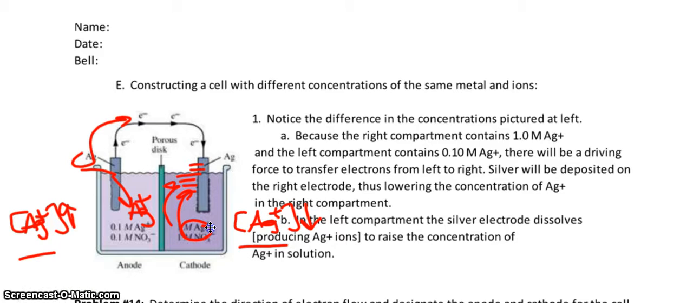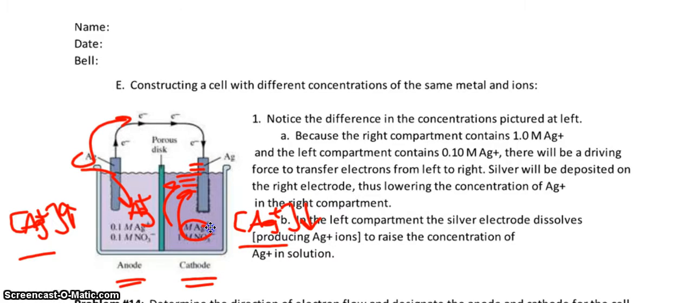Okay, so how is that going to happen? What's going on on the left-hand side to increase the silver ions? The silver metal is being oxidized, and so this is my anode. And over on the right-hand side, my silver ion is being reduced to make the silver metal, and that's my reduction. So until the concentrations are equal, this is the setup, and this is the direction that the electrons will go.